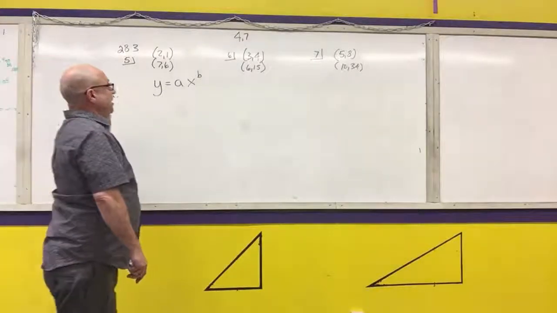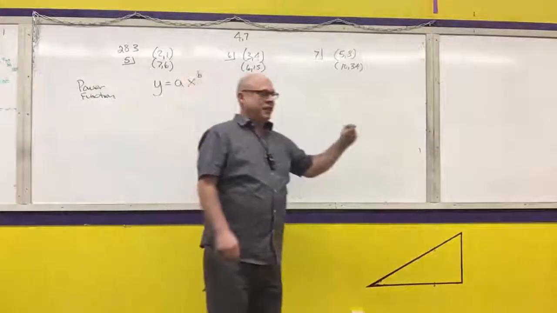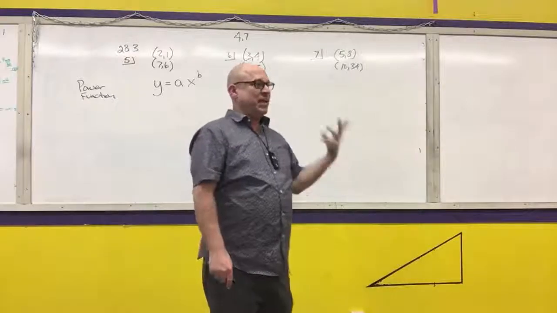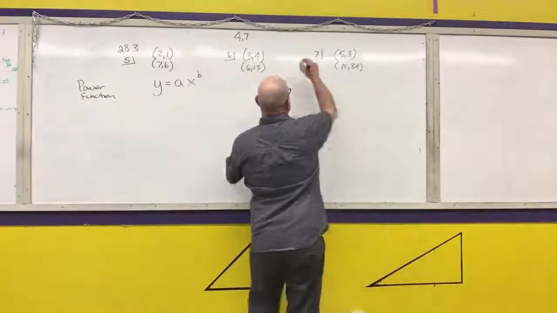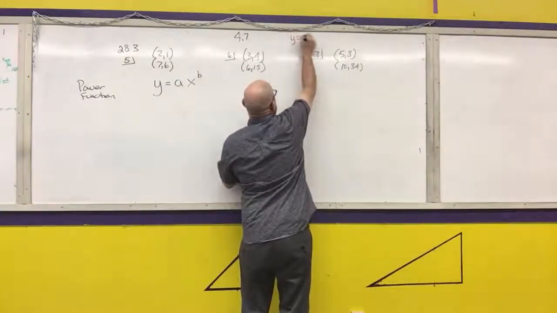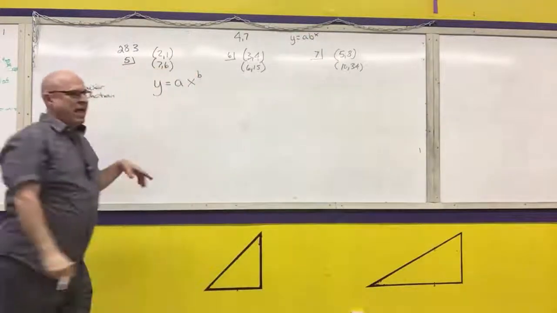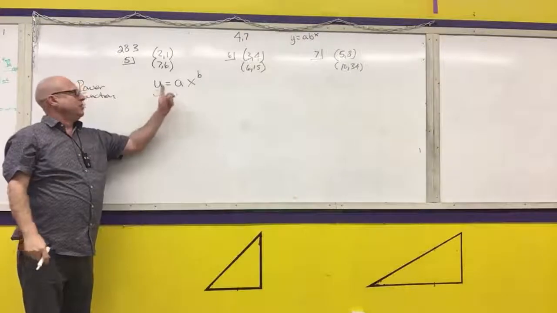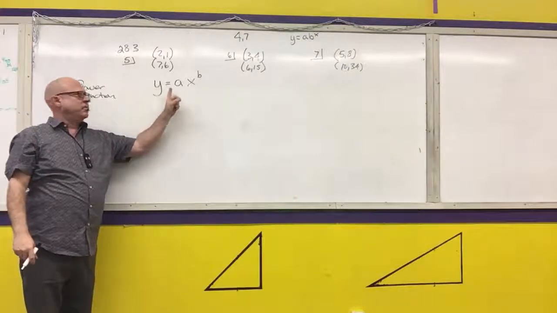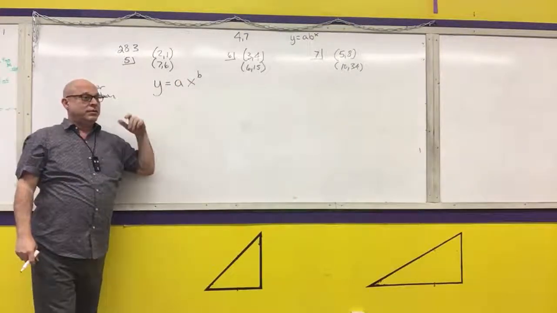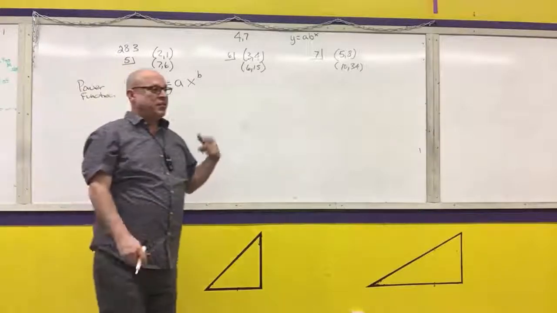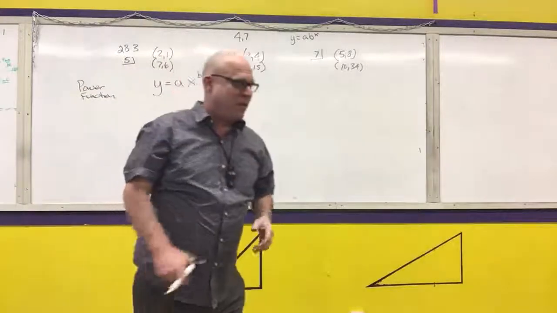So in section 4.7, there's two different kinds of equations that we need to be able to write given 2 points. One is an exponential, which is y equals ab to the x. The other is a power function, which is something in the form of y equals ax to the b. So the first examples I'm going to do are the power functions because they are the more complicated ones.